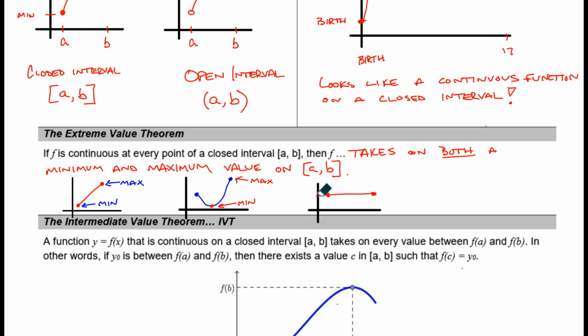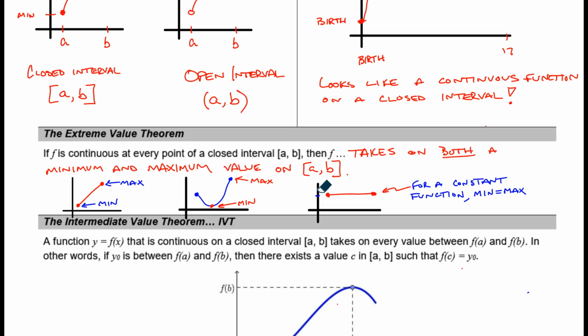So that's a constant function. No matter what the input is, the output is the same. So we're going to make the following statement, because the theorem says if a function is continuous at every point of a closed interval, and this function, the one I've drawn, is continuous at every point of a closed interval, it has to take on both a min and a max. So for a constant function, that means the minimum equals the maximum. It's whatever the value of that constant output is.